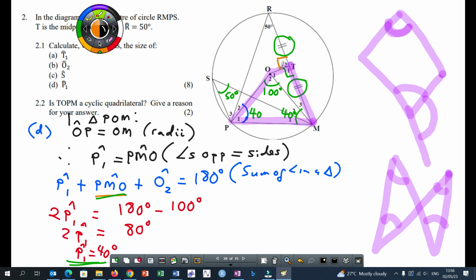T2. T2 is not equal to T1. Okay, so there are two ways. So the answer here is no. Then your reason, I would say T2 is equal to T1, and both are not equal to what? Okay, just write T2 is not equal to what? To P1. That's one reason. Another reason, you can say T1 plus P1 is not equal to 180. That's all.